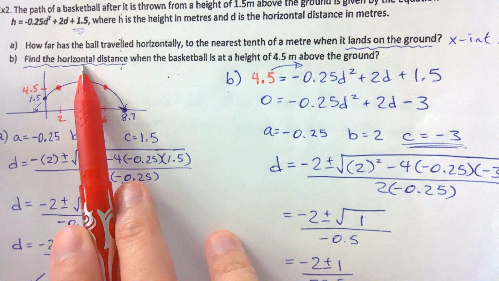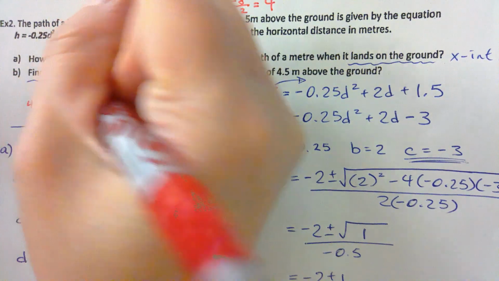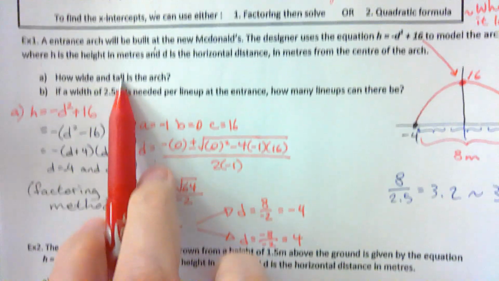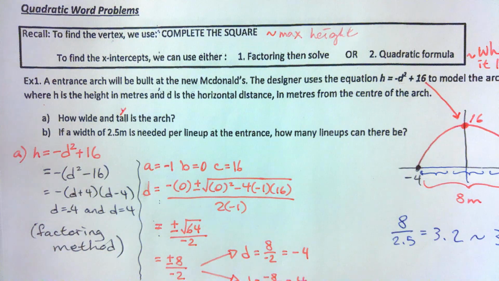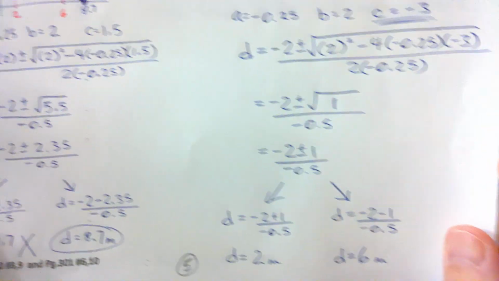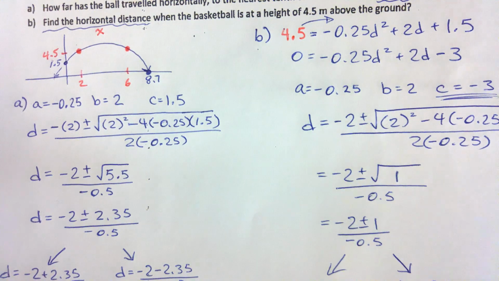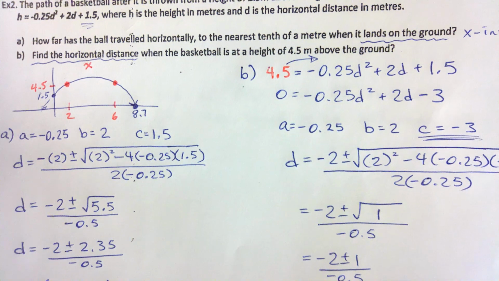So if it asks you for the horizontal, anything horizontal, it means you're looking for the x. Right? When it asks you how tall, that's the y. Okay. So an extension to this question. Let's say I ask part C. What's the maximum height reached by the ball? Then what am I looking for?